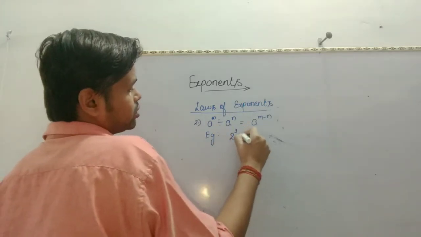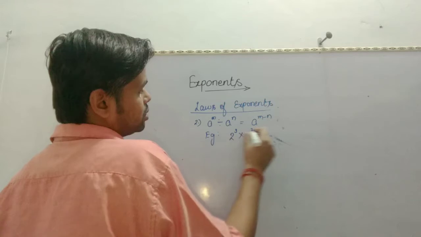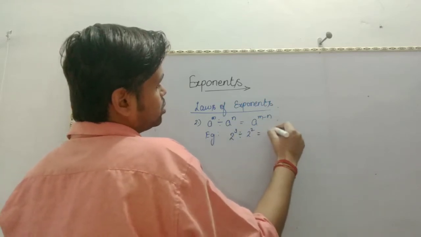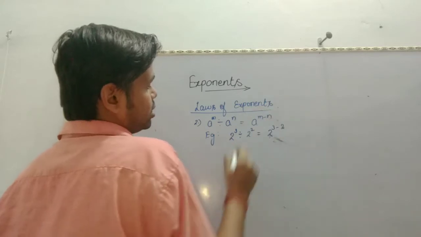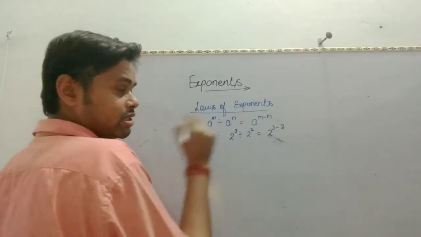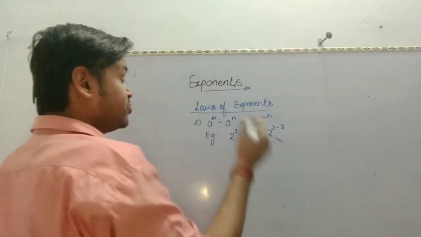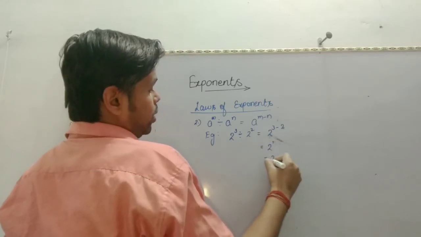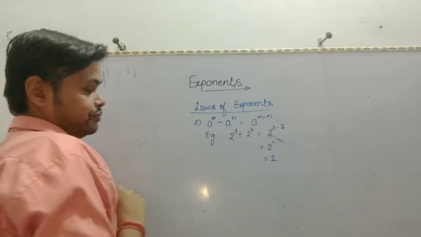2 raised to the power 3 divided by 2 raised to the power 2, that will be 2 raised to the power 3 minus 2. The case of division, bases are the same, powers are going to be subtracted. So the final answer is 2 to the power 1, that is equal to 2.